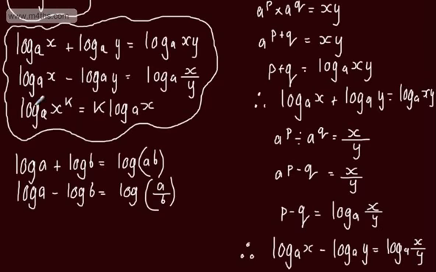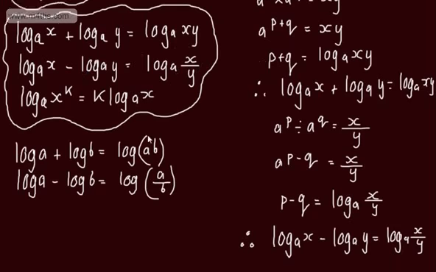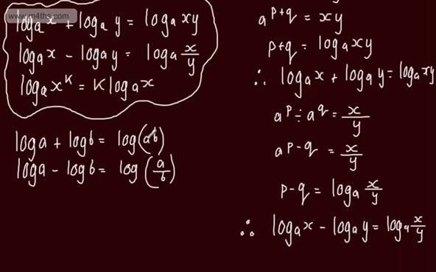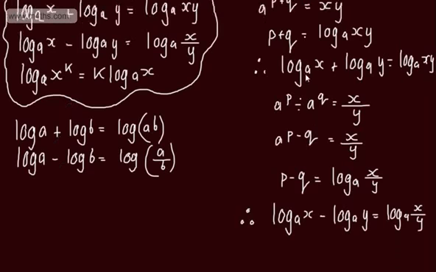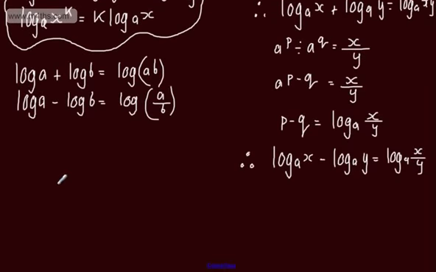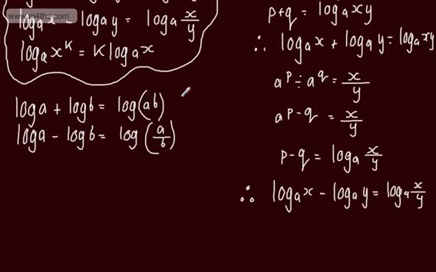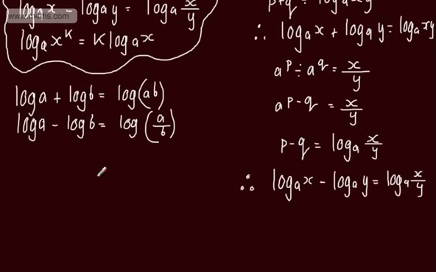Okay, let's look at this one. Log to the base a of x to the power of k is equal to k lots of log base a of x. So log to the base a of x multiplied by k. Now we can show it with a very similar approach to the one I've just used, using the rules of indices. I think this is easier to show in a more intuitive way using these particular laws. So instead of showing a proof of this, what I'm going to do is take an example.